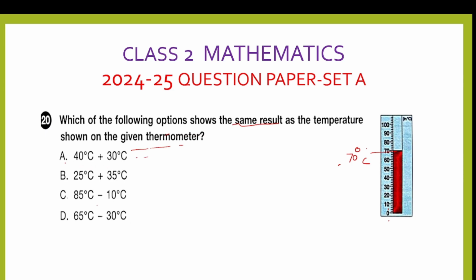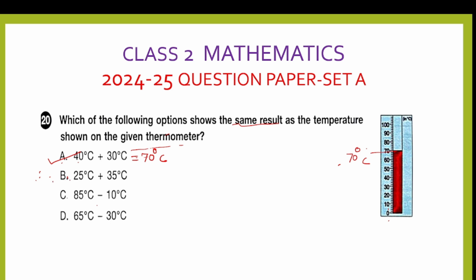Now we have to find the same result. So let's see option A. What is option A? 40 degrees plus 30 degrees. Yes, 40 plus 30 is 70 degrees Celsius. So this is actually the correct answer, right? Option A is the correct answer because on the given thermometer there is a temperature of 70 degrees Celsius.